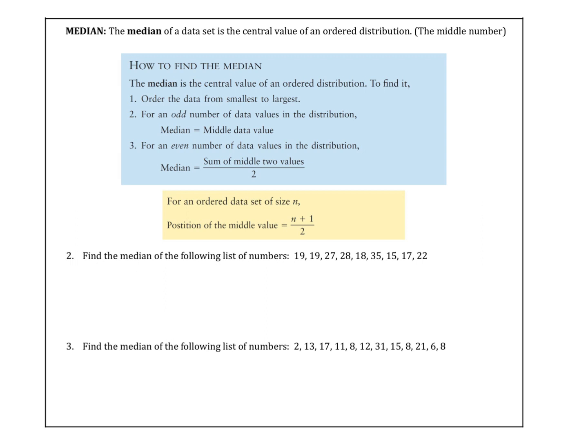So go ahead and pause the video and try number 2. Start by putting the data values in order from least to greatest, and then find the number that falls in the middle.